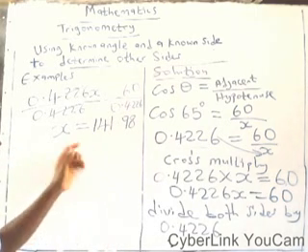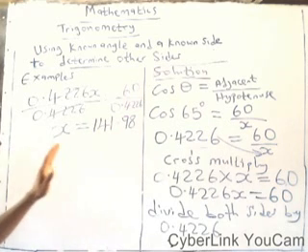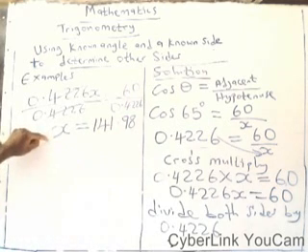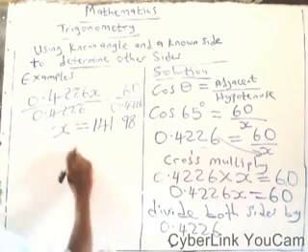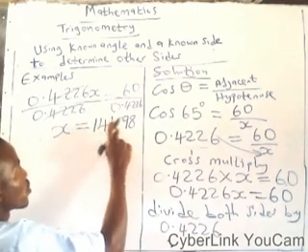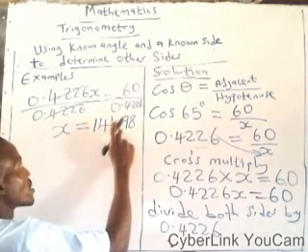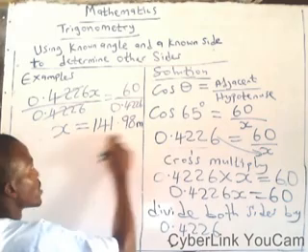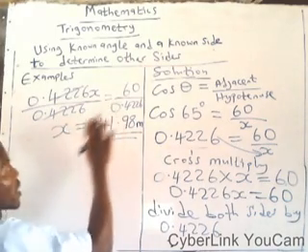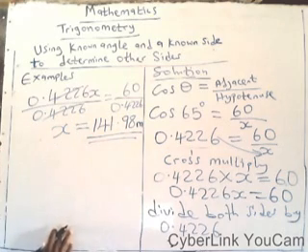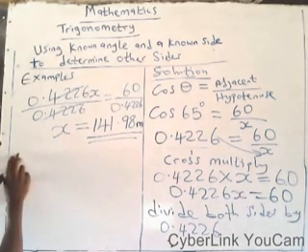141.98. And do not forget, in the triangle given on the right hand side, the unit of the size given there is in meter. That is 141.98 in meter. That will now be our value for x. Now for y.